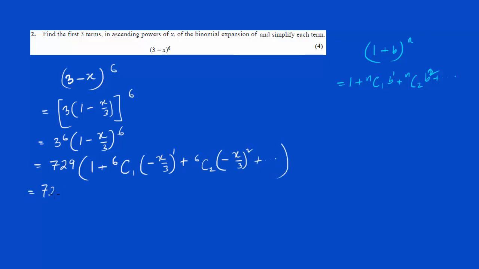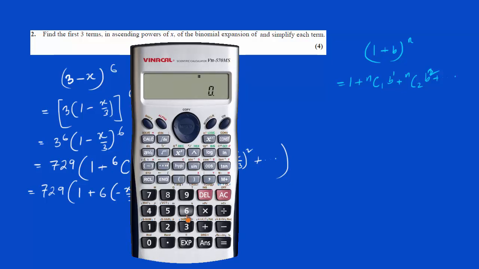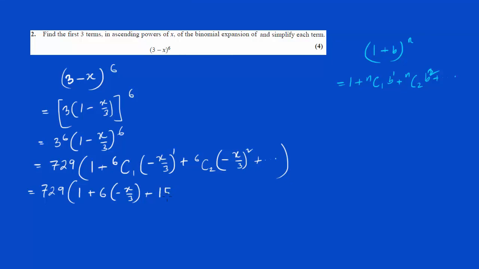Now let's simplify this. 1 plus 6C1 is 6 multiplied by minus x by 3. That means plus 6 times minus x by 3, plus 6C2. Let's calculate this. Now for C we have to press the shift button. 6C2, and that is 15. So this is going to be 15 times minus x whole squared is x squared, 3 whole squared is 9.